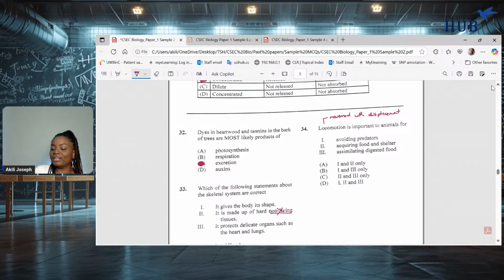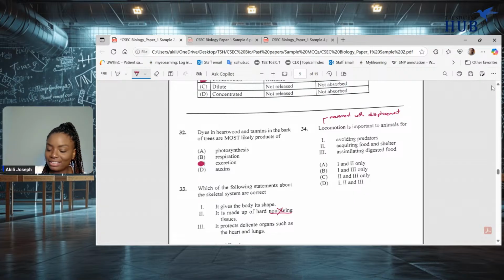Then acquiring food and shelter. Yes, we are not autotrophic. We have to get our food from other sources. So even if you can't make your own food, at least going to the fridge or going to the kitchen to access the food, you need to be able to move from one place to the next, right? You need to be able to seek shelter if rain is falling. You want to go to better conditions, right?